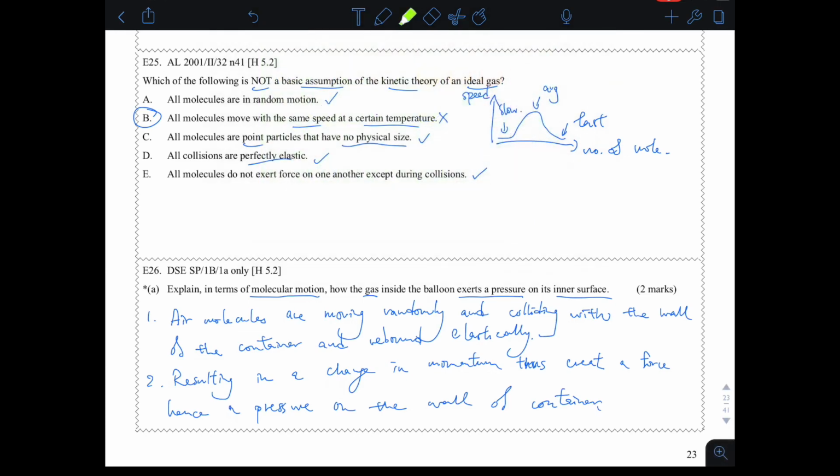Again, we have to have all those physics terms here: moving randomly, colliding with the wall of the container, and then rebound elastically. And then we have a change in momentum which created a force, which created a pressure on the wall of the container. 2 marks here.